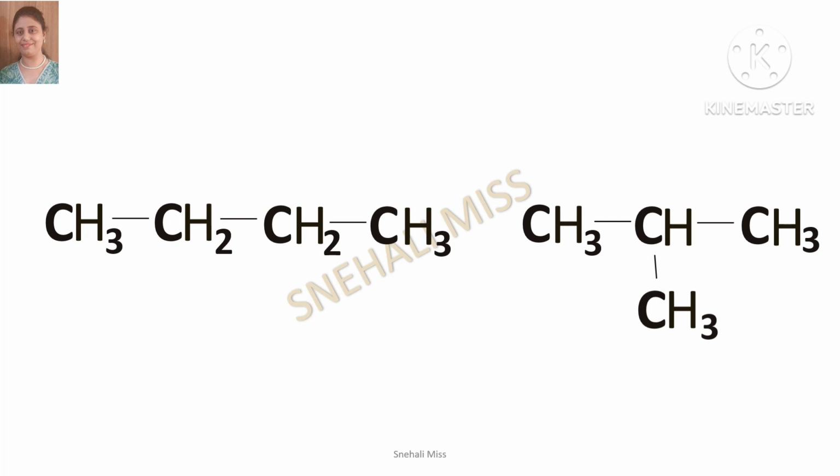Now if we know the name, then the first structure contains all 4 carbon atoms in a straight chain, and that's why it is known as n. 4 carbons means but, and containing single bond, so it's ane. So the name is n-butane. And in your second example, all 4 carbon atoms are present in the form of iso. 4 carbons means but, and containing single bond means ane. So its name is isobutane.